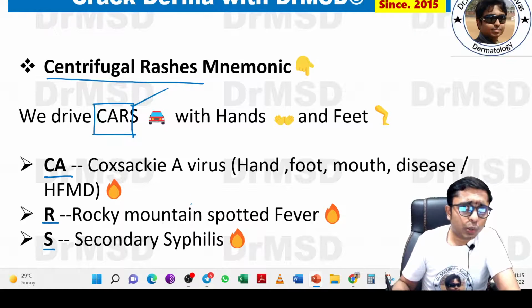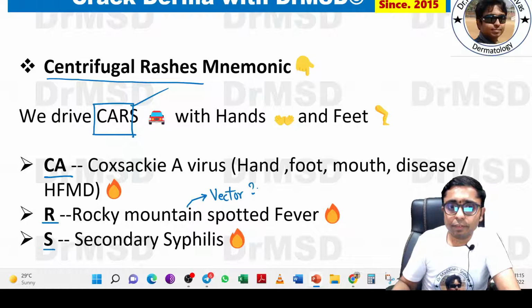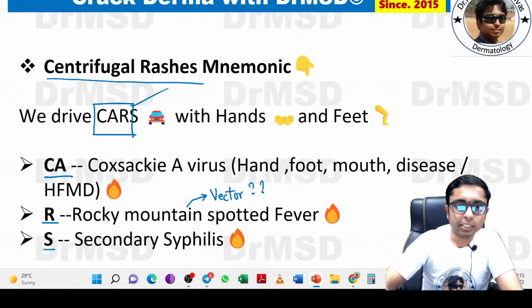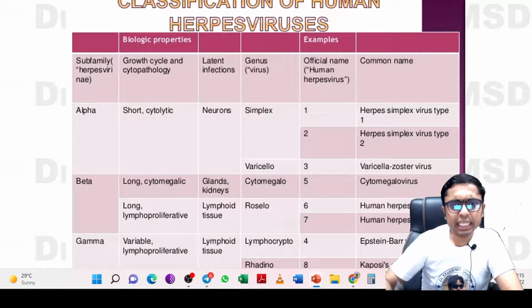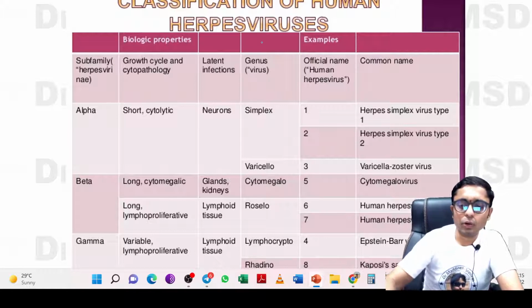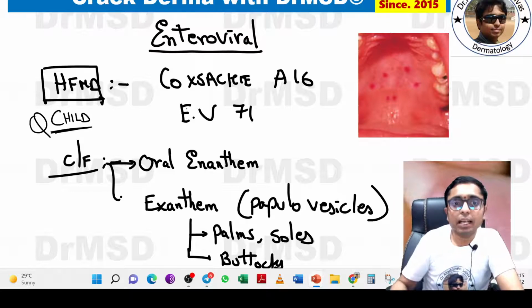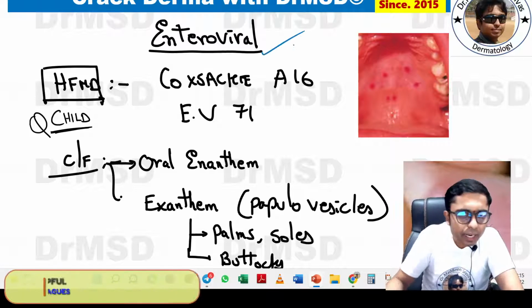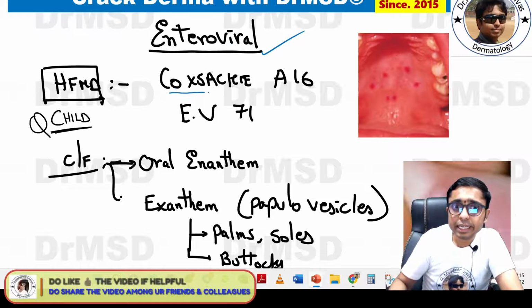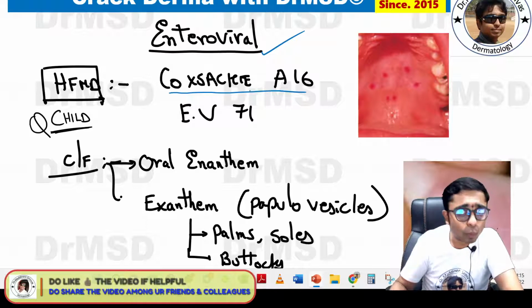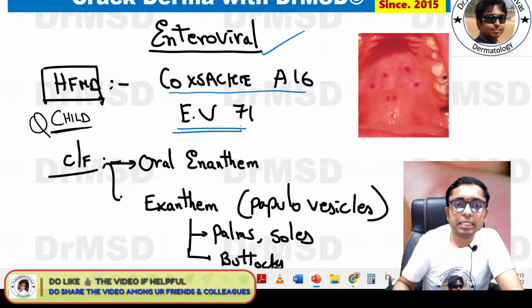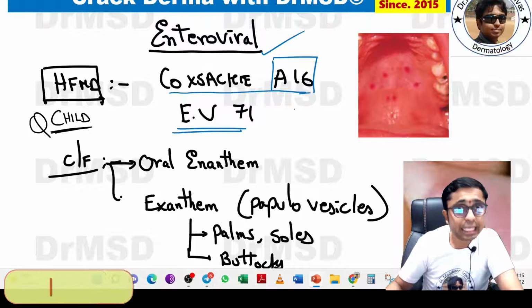And my question to all of you, what is the vector in Rocky Mountain Spotted Fever? If you know the answer, type your answer in the comment section below. I hope this doesn't need any introduction; in microbiology, you might have read this in very particular detail. So yes, enteroviral infections, hand, foot, mouth disease, is caused by Coxsackie A16 and enterovirus 71. So these strains are also very, very important, A16 and enterovirus 71.